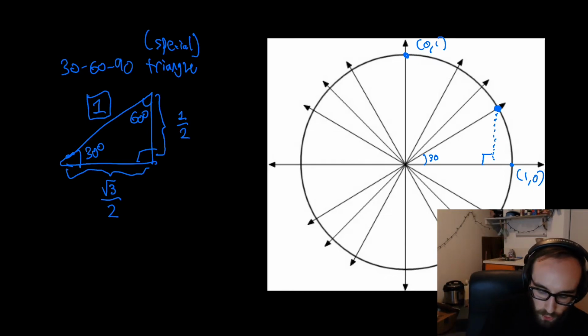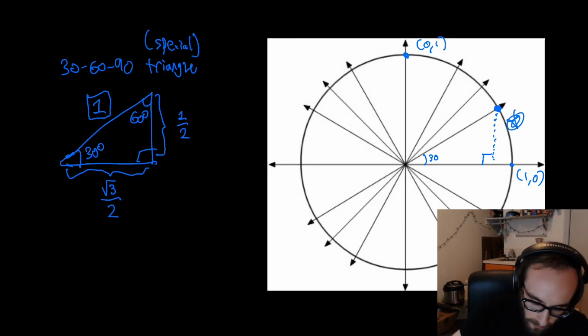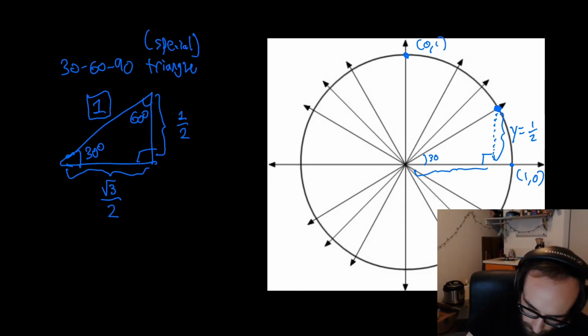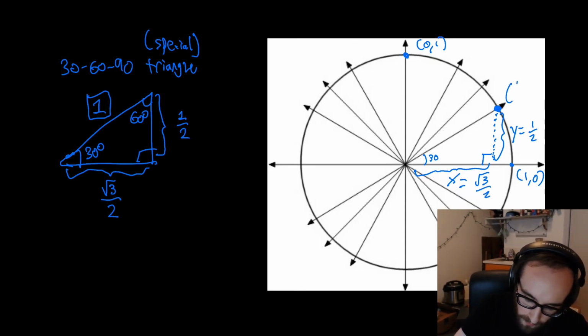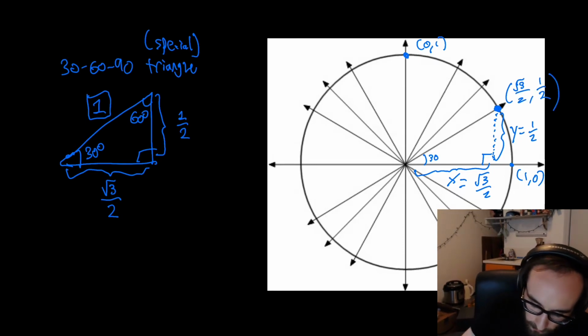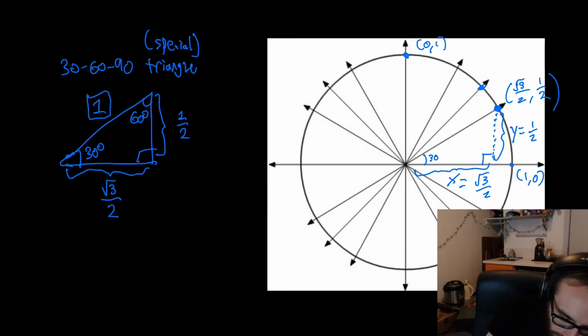So translating that to our right triangle over here, we can see that the y value is 1/2, and the x value is root 3 over 2. In other words, the point here on our unit circle is (root 3 over 2, 1/2).